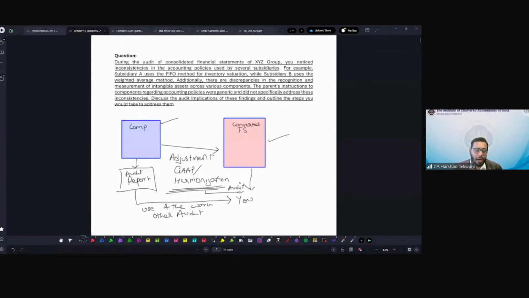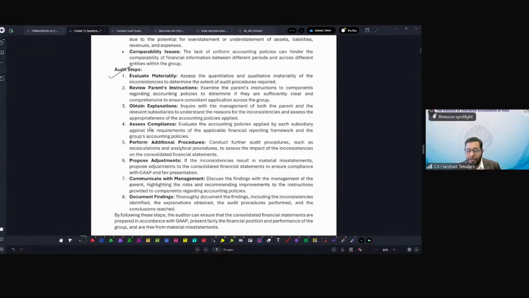These were the steps. And if I talk in terms of steps, how will you proceed? It is this: review the instructions that were given, to understand what kind of financials you have in your hand. You need to obtain explanations with respect to the adjustments. You need to perform compliance checks with the accounting policies, meaning which of the accounting policies are being complied with and which are not, which are the differences. So this is, you can say, a gap analysis.